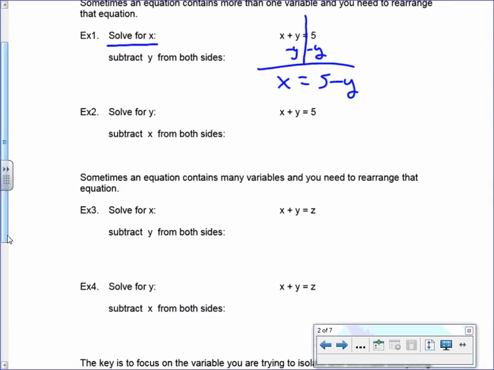Okay, look at example 2. It's the same problem. But instead of saying solve for x, I said to solve for y. So look at the equation. Imagine the left side and the right side. What's with y that you want to get rid of? A positive x. How are we going to get rid of a positive x? We're going to subtract it. So you have to look at what am I trying to get, what am I trying to get rid of. You do not always get the same answer. That's the simplest case scenario. We'll see that in a few minutes.